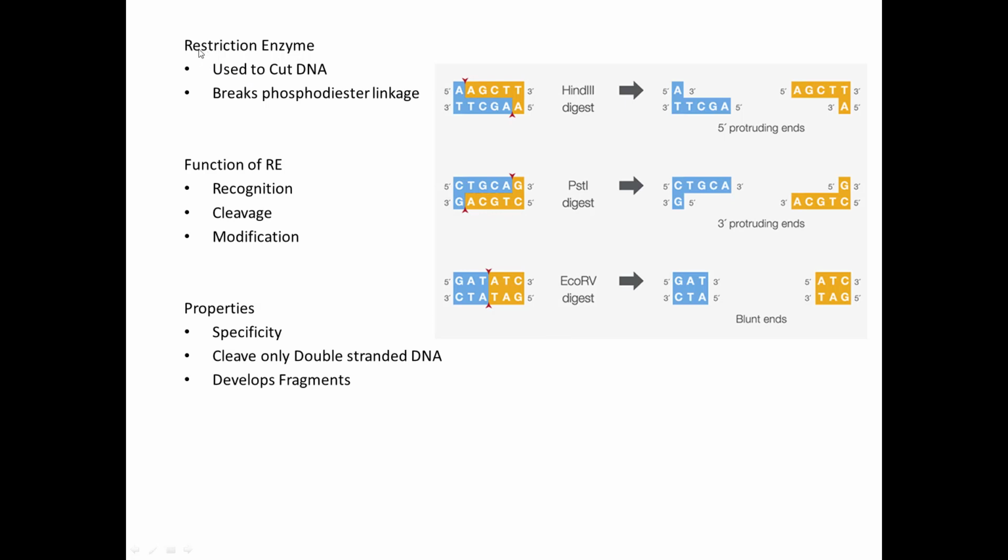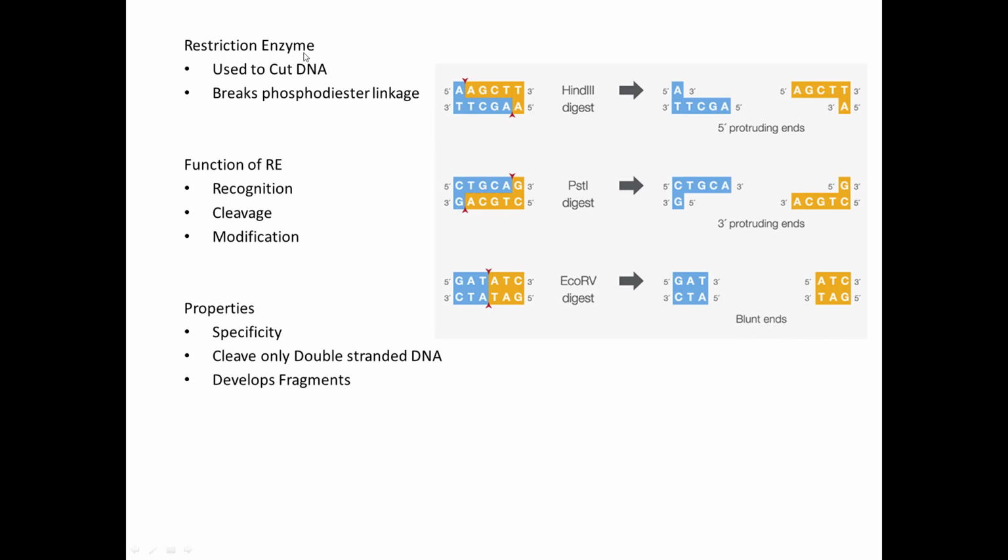Let us talk about the restriction enzyme. These enzymes are used to cut the DNA sequence. Here we can see these are the restriction enzymes, like HindIII, EcoRV and PstI. These are generally used to cut the DNA. Here we can see the cutting of DNA. Here you can see the 5' protruding end and 3' protruding end. Here you can see the blunting.